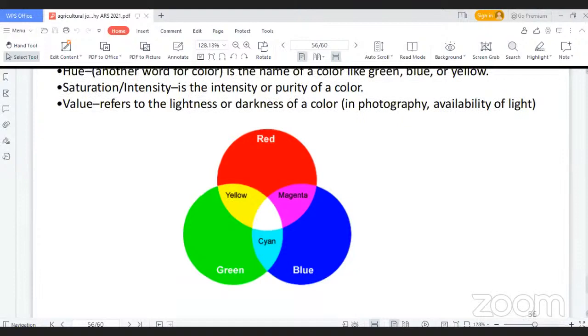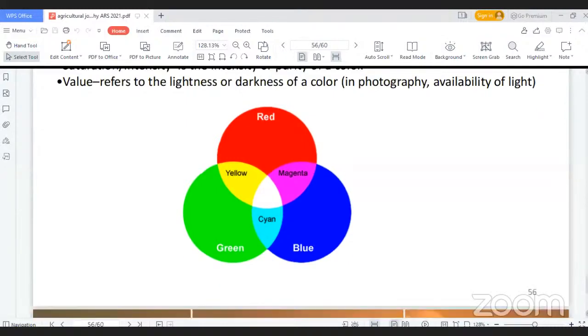There are three main colors, red, green, and blue. They are the primary colors. Mixing two colors, red and green, can form yellow. Red and blue form magenta. When green and blue mix, they form cyan. And when all the colors mix, they form white.